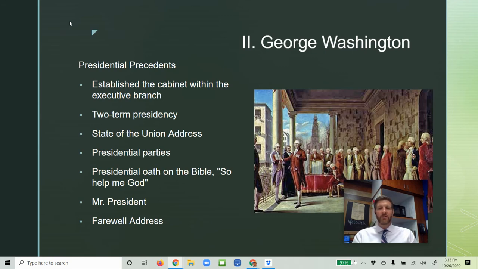When they are leaving office for the final time, they address the nation and speak to what they believe to be their most important accomplishments and the most important lessons for the next incoming administration.